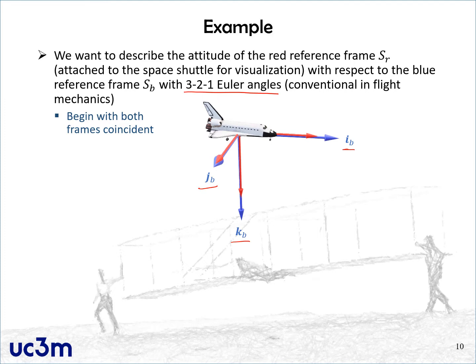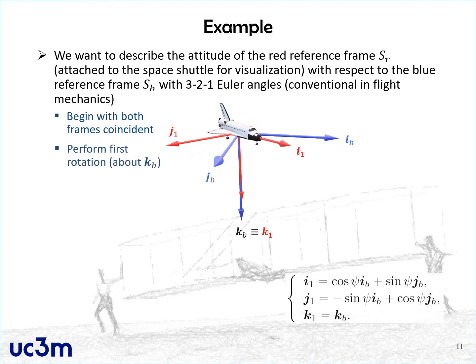So the first rotation happens about the third axis. Okay, so that is the KB vector, and this introduces the auxiliary vector basis 1. So KB and K1 coincide while I1 and J1 are different. The expressions for the rotation are just those that you see over here. They are the same as what we saw in a previous slide. The angle of rotation, let us call it psi. Okay, so this is the angle psi, like that.